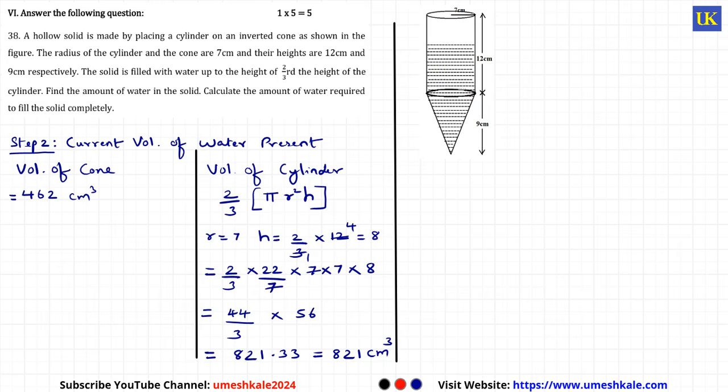Now we'll add both these things. So we'll add it over here, so you should not get confused. So total is 462 plus 821, which is equal to 1282 centimeter cube. So this is our answer.